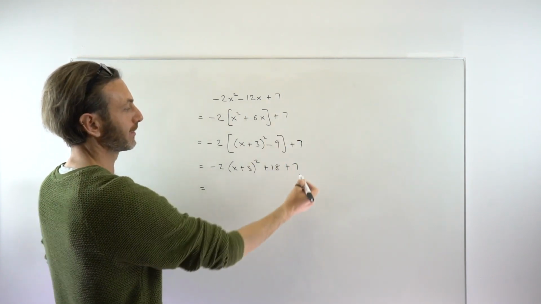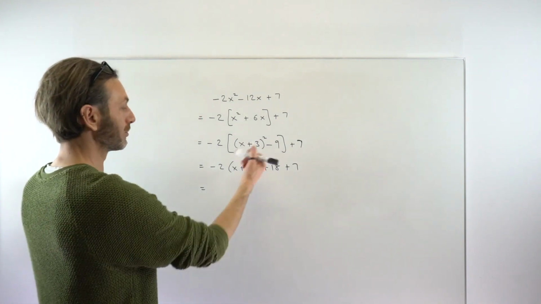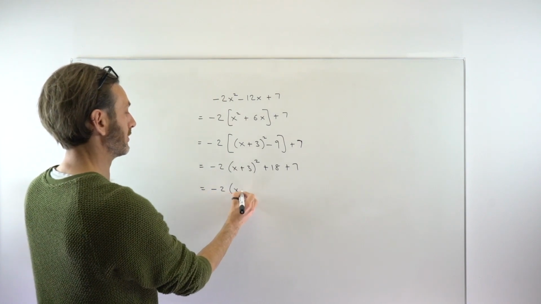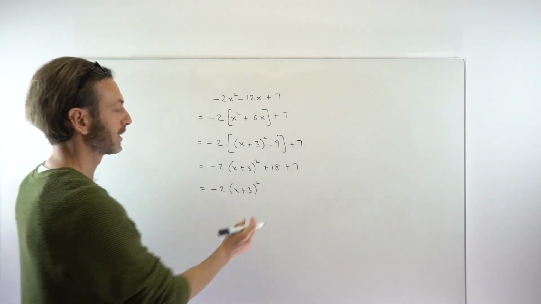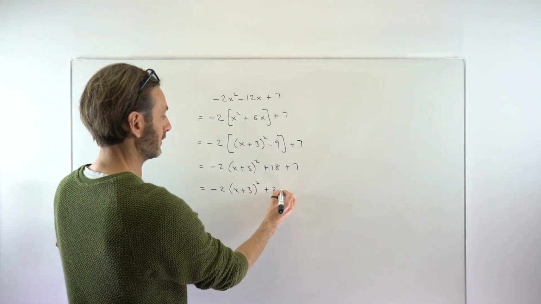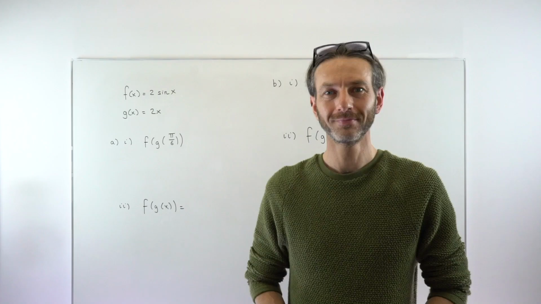Notice how we never did anything with that 7. It just hangs out all the way down. There's no need to include it. If you include it in the bracket, you're just going to introduce fractions, which just makes it much harder, makes students make mistakes, because I've seen that happen like a million times. So 18 plus 7 is 25, so the final answer would be like this.